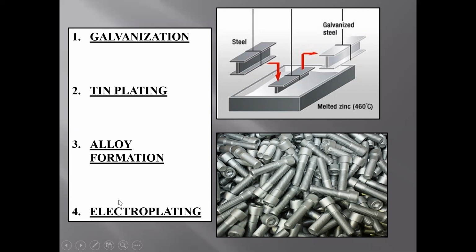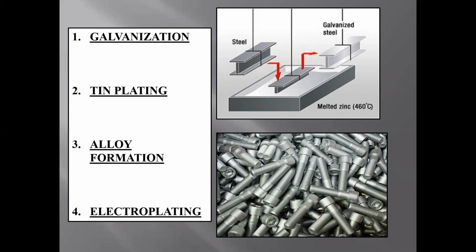And the last is electroplating. Okay, now iron articles are electroplated with copper, chromium, tin, nickel for decorative purposes in jewelry and for durability of cutlery, cooking gas stoves, motor parts, etc. But it is a costly process.